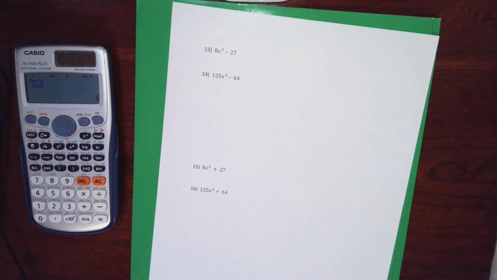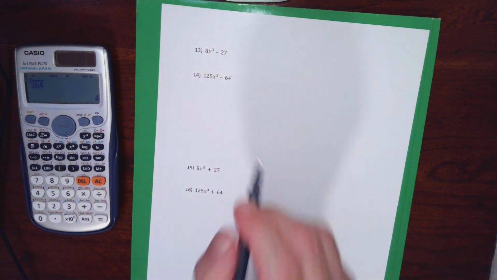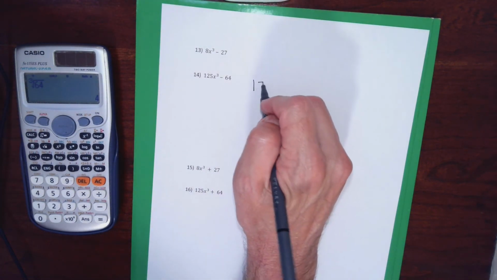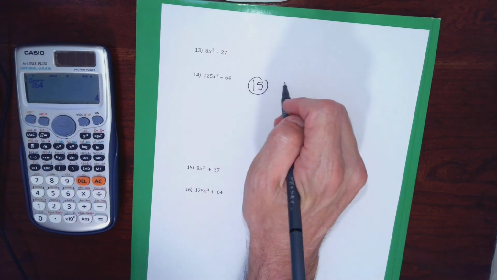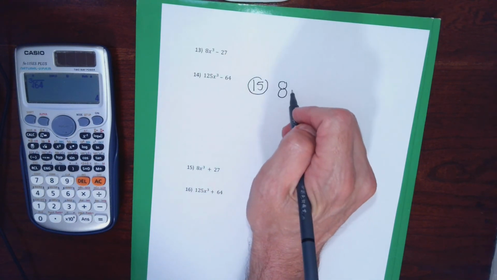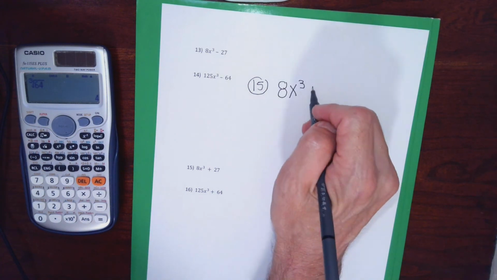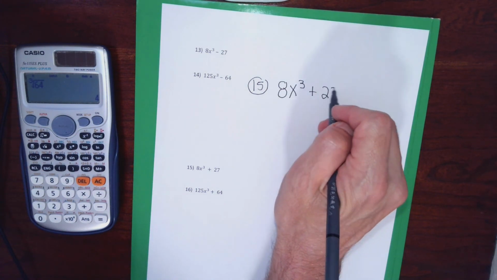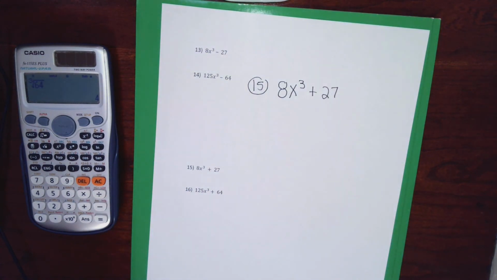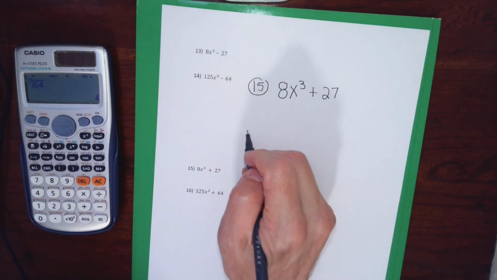Let's do 15 so I don't overload you with homework. So 15 wants me to factor 8x cubed plus 27. 8 is a perfect cube. 27 is a perfect cube. And the letter has an exponent of 3. This is a sum of cubes.